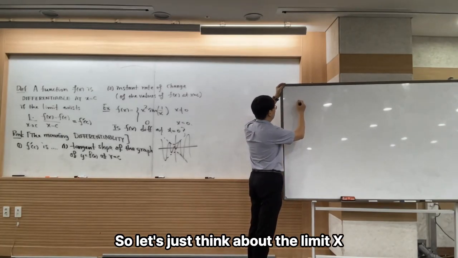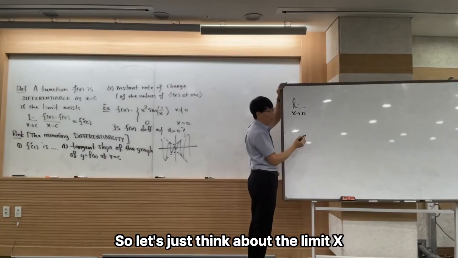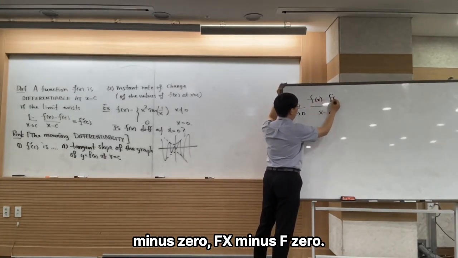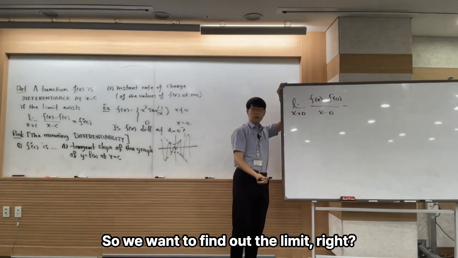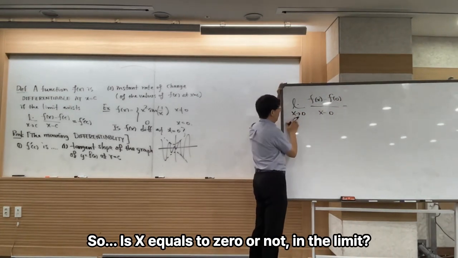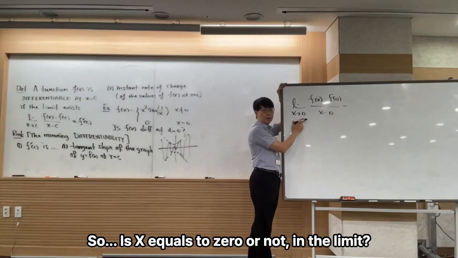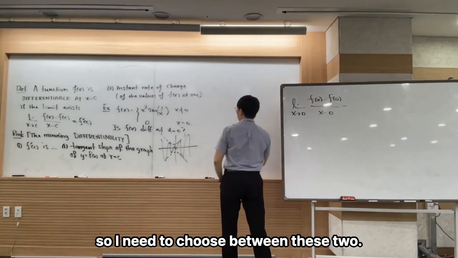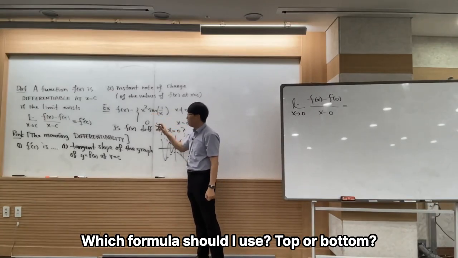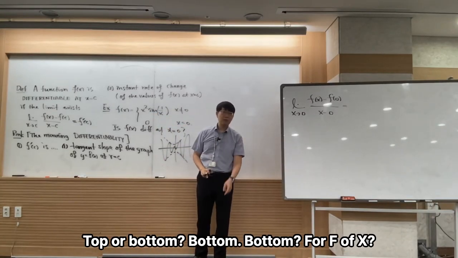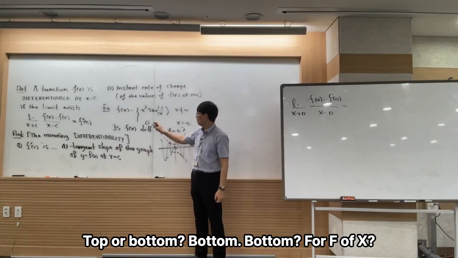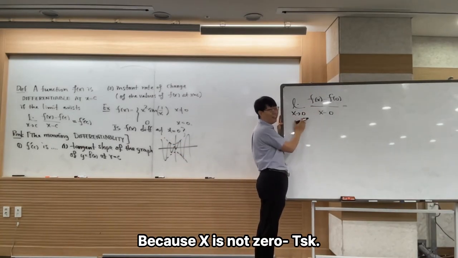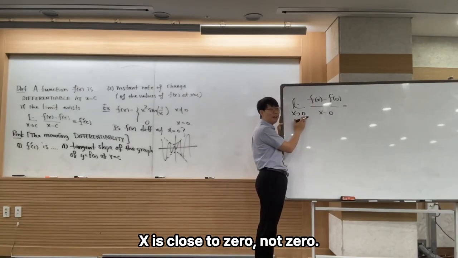So let's think about the limit as x goes to 0 of (f(x) minus f(0)) over x minus 0. We want to find out this limit, right? So is x equal to 0 or not in the limit? I want to replace my f of x with the formula. I need to choose between these two. Which formula should I use? Top or bottom? Top, yes, because x is not 0. x is close to 0, not 0.